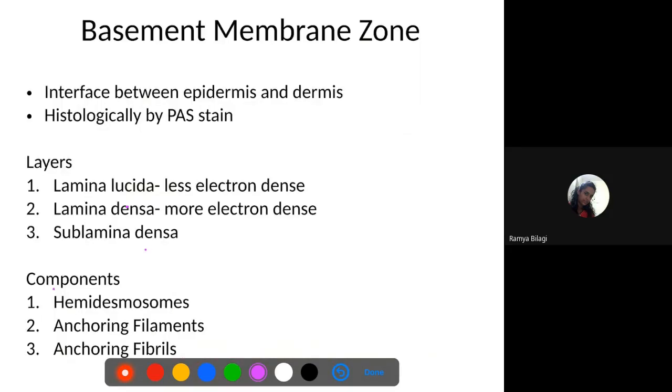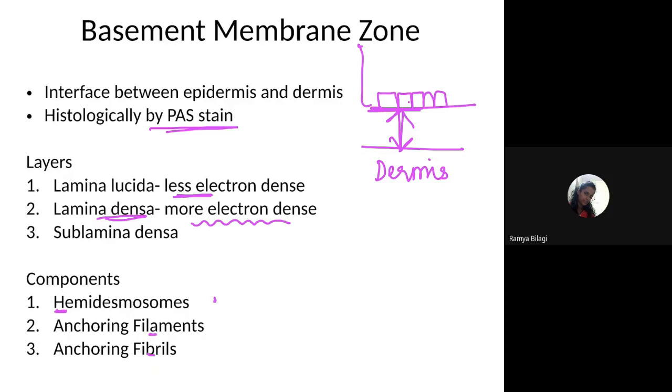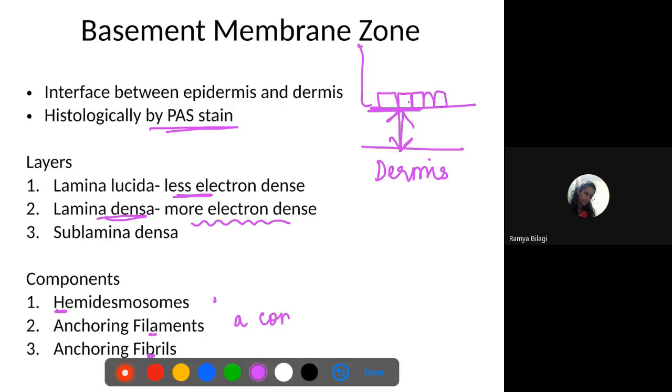What are the components? We have three important components: hemidesmosome, anchoring filaments, anchoring fibrils. How do you remember what comes first? Hemidesmosomes, we know that it connects the basal layer to basement membrane zone. So that is the uppermost. Filament is A and fibril is B. So A comes before B. So the filaments layer comes before the fibril layer. Okay?